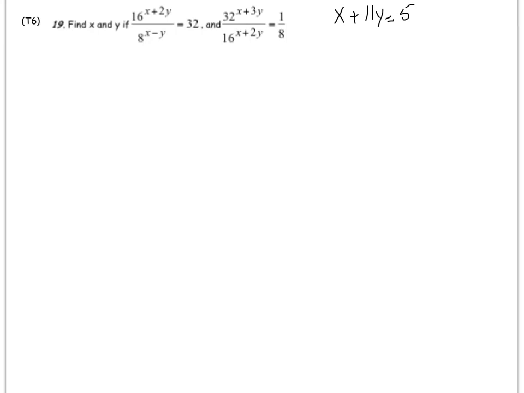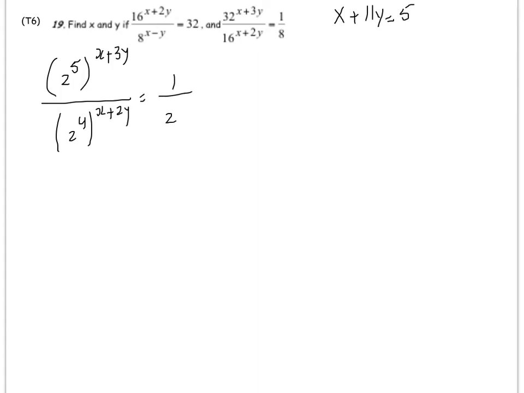For the second equation, I'm going to do the same thing. I'm going to represent 32 and 16 as exponents with base 2, and also 1 over 8. I can express it as an exponent with base 2. So 32 is 2 exponent 5. So I'm going to write this one as 2 exponent 5 exponent x plus 3y, divided by 2 exponent 4, which is 16, exponent x plus 2y, over 1 over 2 exponent 3.